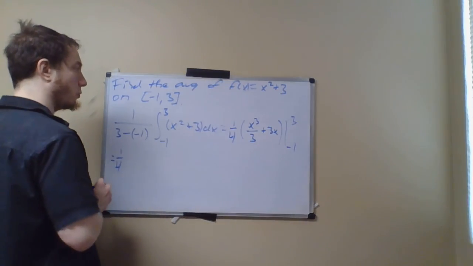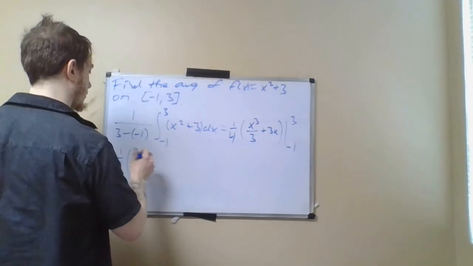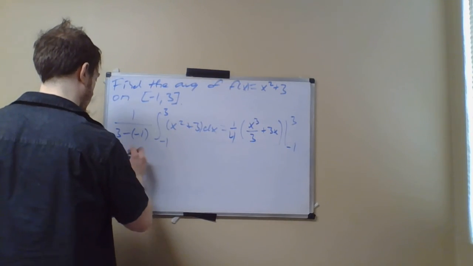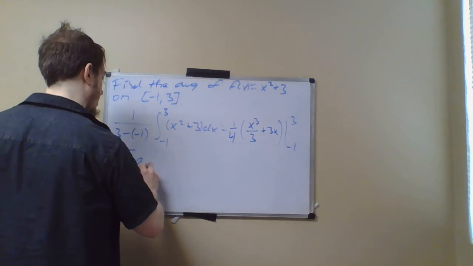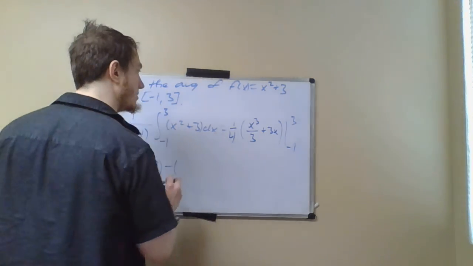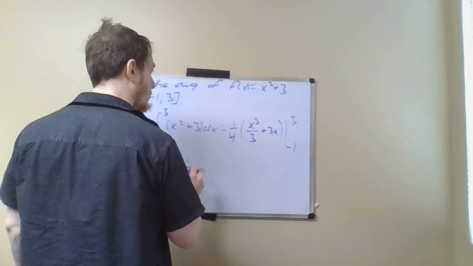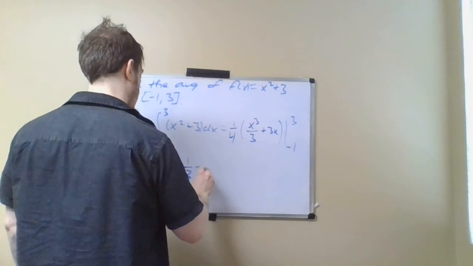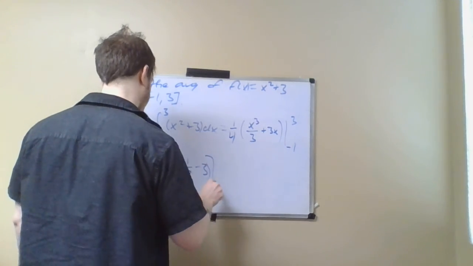Well, that becomes 1/4 times 3 cubed over 3 is 9 plus 3 times 3, that's another 9. And then I'm going to be subtracting negative 1 cubed is negative 1, so negative 1/3. And then we're going to have minus 3.